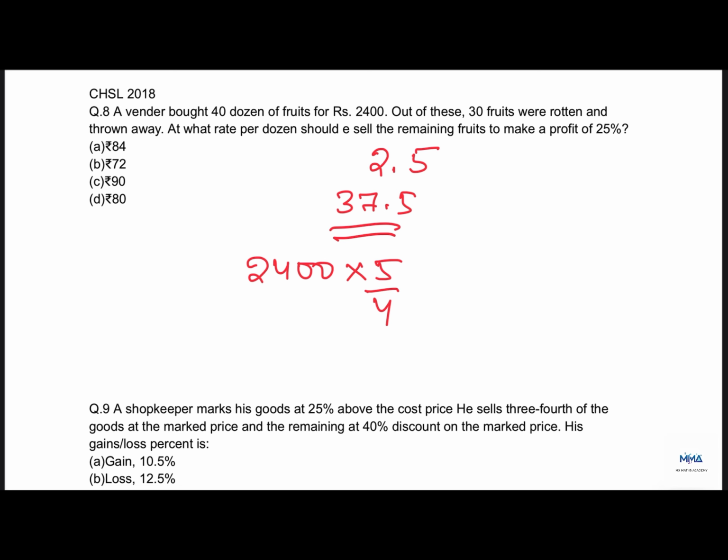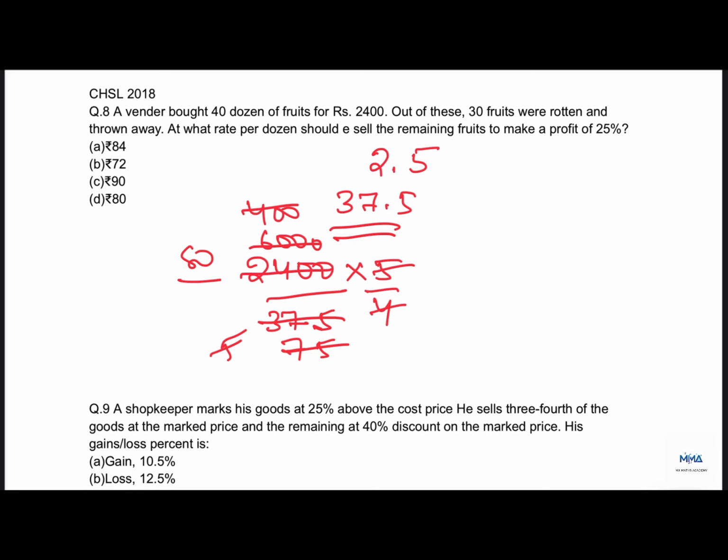And this is the selling price of how many dozens? 37.5 dozens. So this is 600. Just multiply 10 on both sides. This is how much, guys? 575s, 15 5s, 400, and this is 80.